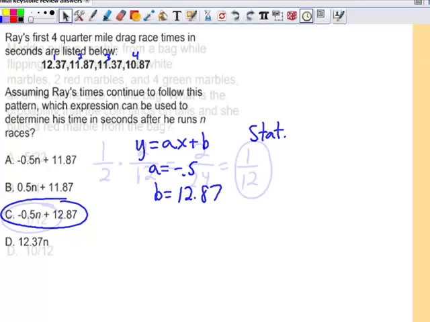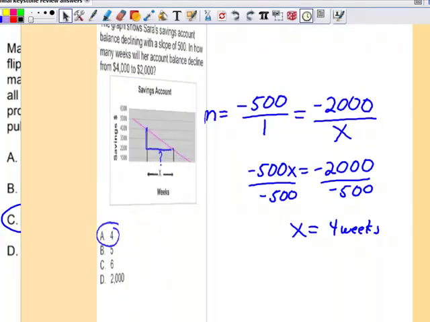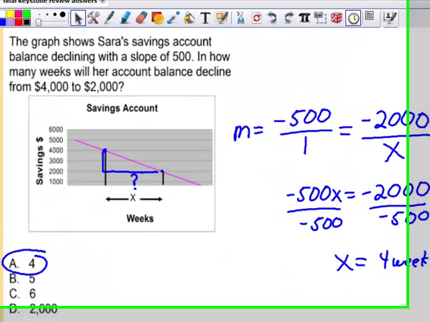They'll tell you the slope and the y-intercept. Here another probability first times probability second, and just read the problem carefully. It's a fairly easy problem.